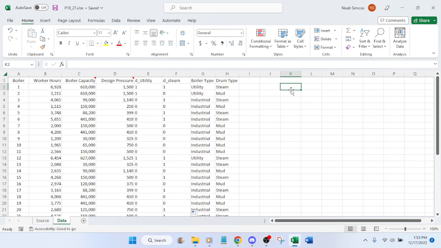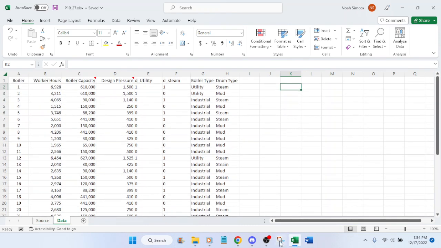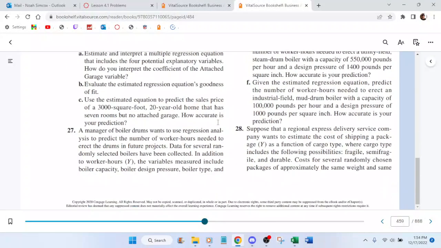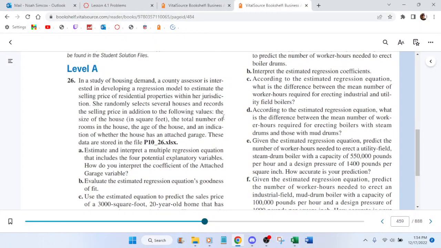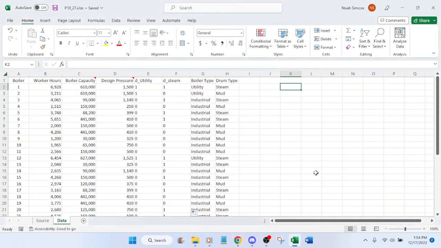I'm glad they didn't make us do multiple ones, because that would have sucked. I don't know how to do it with multiple categories other than either 1 or 0. So now we will try to figure out the selling... Nope. Worker hours is the dependent variable.